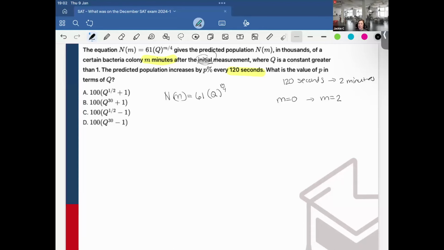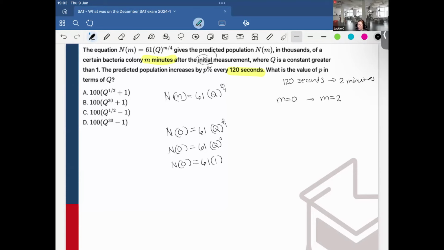Which basically means that every 120 seconds, I'm going from m equals 0, 0 minutes, to m equals 2 minutes. And then I want to get what the population is when m is at 0. So let's go ahead and plug that in. That would be 61 q to the 0 over 4, just to show everything. So this would be q to the 0 power. And remember, any number raised to the 0 power is always 1. So basically, n to the 0 is just going to be 61 times 1, or 61.